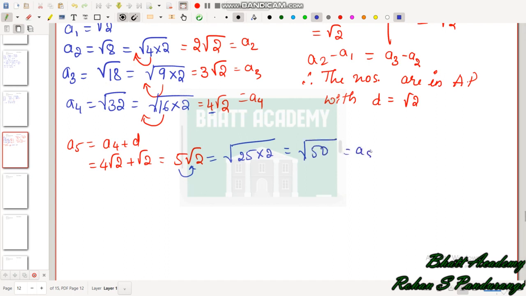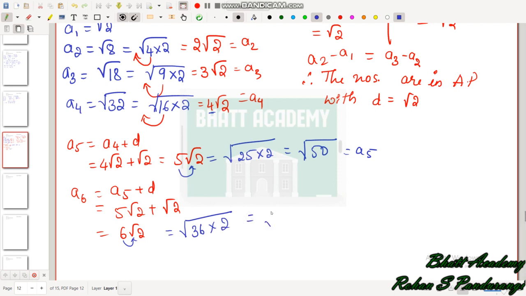This is our a5. So next, to find a6, that is a5 plus d. Let us take this a5 as 5√2, because it is easy for simplification, plus √2, so it is 6√2. In 6√2, again if we take 6 inside, we have to square 6 and multiply it with 2. 6 squared is 36, multiplied by 2 is square root of 72.